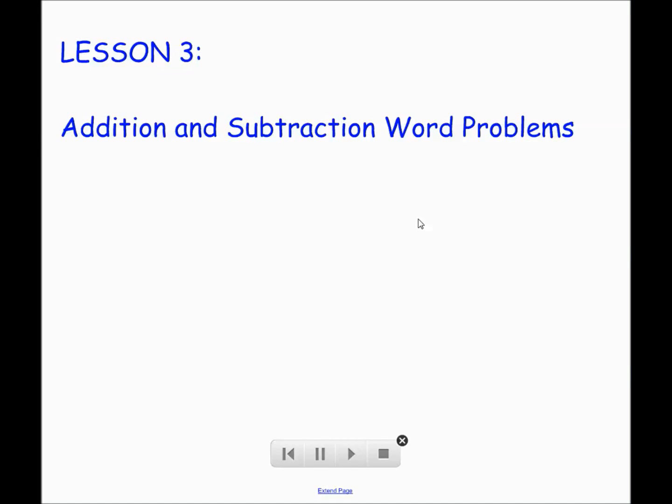Today's lesson is going to deal with addition and subtraction word problems. Don't freak out. We're going to start off slow. Just because it's word problems doesn't mean it's tough.